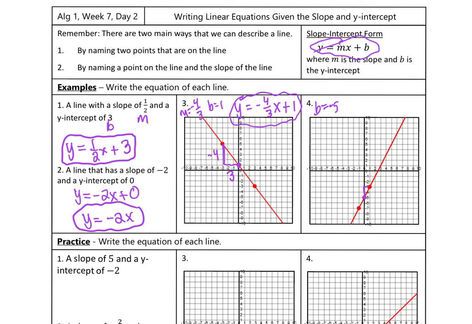And we all should get the same answer, at least once we've simplified. So this is up 2 and right 1. And if you picked other points, you might get something like up 4/2. That simplifies to 2/1. Because we should all get the same answer. So the answer to this is y equals 2x minus 5. And that's all there is to it.